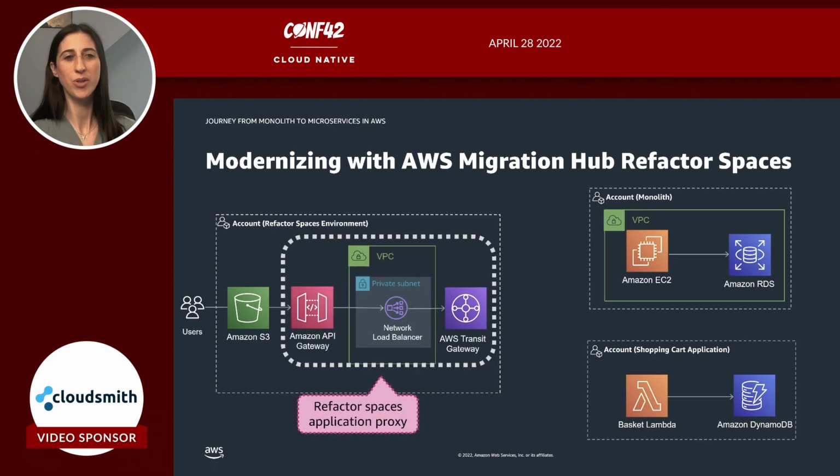Next, we are going to create an application proxy in the environment owner account. Remember that reverse proxy? So that's what we are doing here. And as part of this, Refactor Spaces on our behalf is configuring the API Gateway, VPC link, and network load balancer such that it can allow external HTTP access to the services in our Refactor Spaces environment. So the monolithic application and also the shopping cart service in this example.